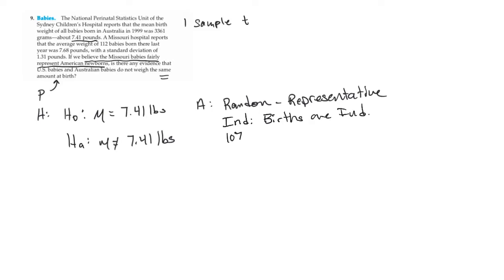And then we have 10%. We only have a sample of 112. So if we multiply that by 10, you end up getting 1,120. That's less than 10% of all new births. Less than 10% of newborns. Okay, and then we have the nearly normal condition. 112 is greater than 40, so we can assume normality.